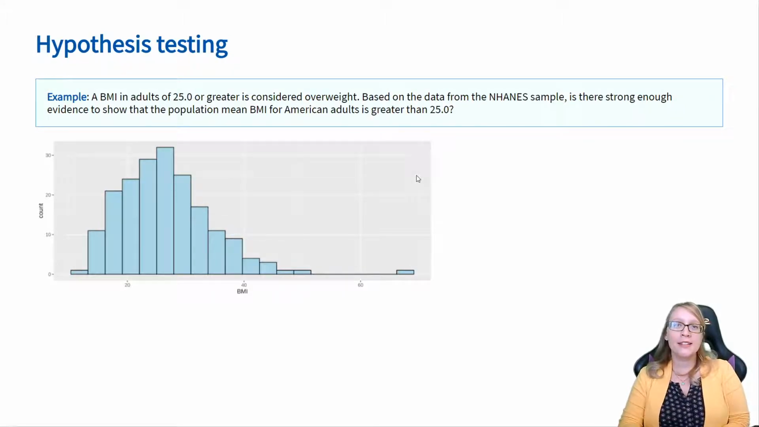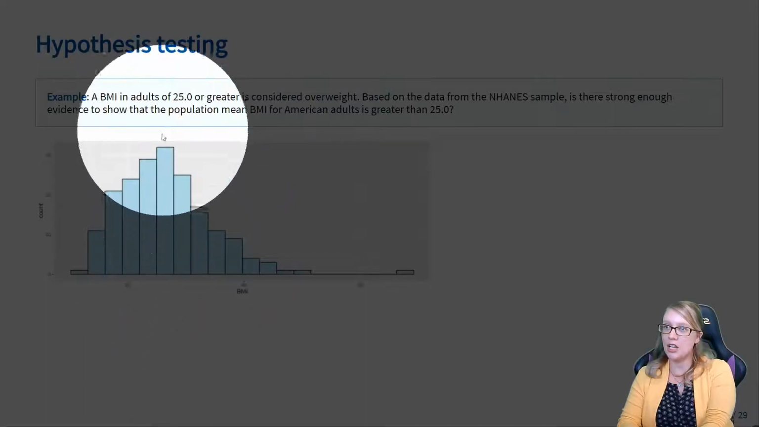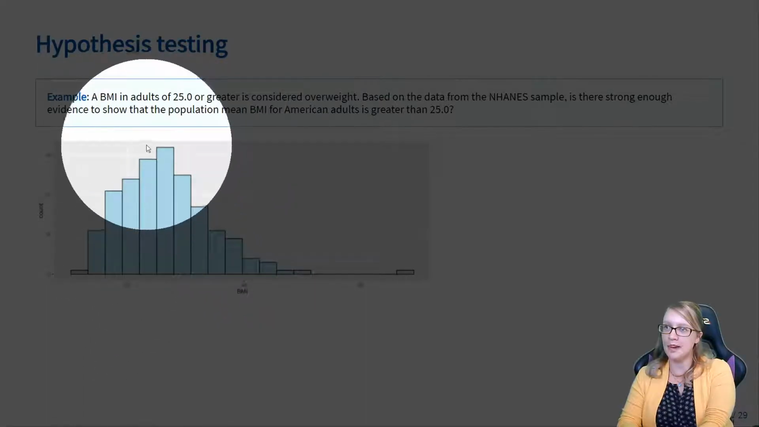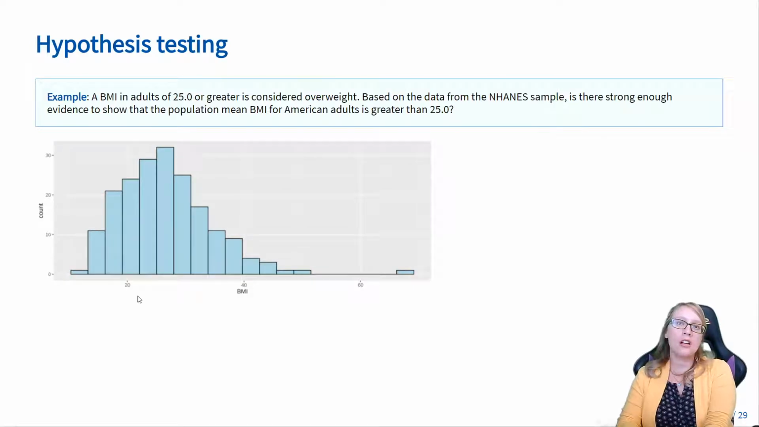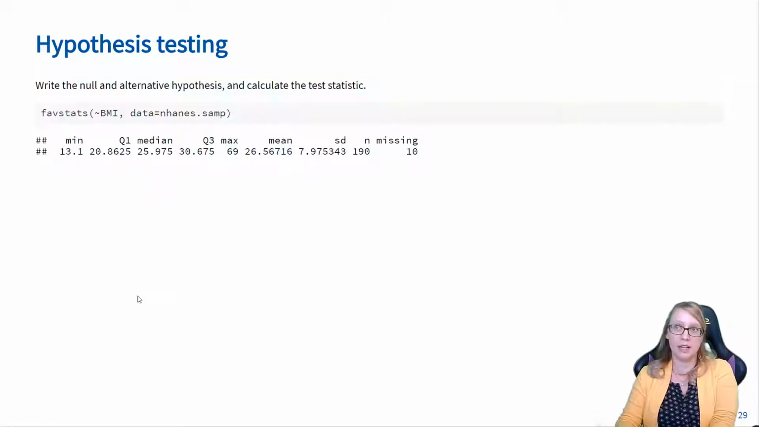A body mass index in adults of 25 or greater is considered overweight. Based on the data that we've seen previously from the NHANES sample, is there strong enough evidence to show that the population mean BMI is greater than 25? Well, here's our sample of data. 25 is right about here, right about in the middle of body mass index. Certainly there are a lot of people below 25. There are a lot of people above 25. So the data itself isn't as conclusive. We need to do some digging.